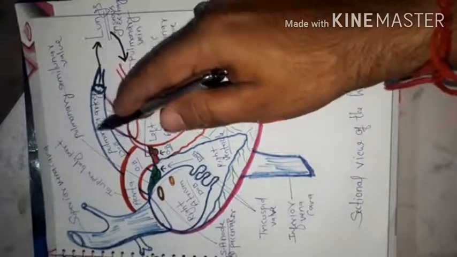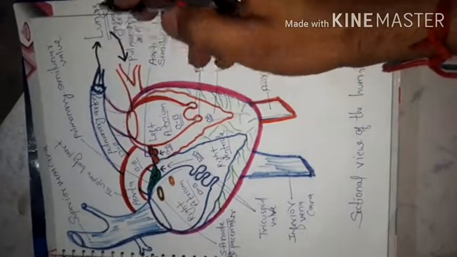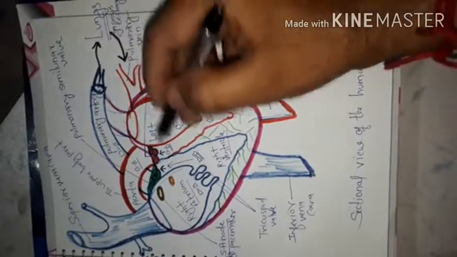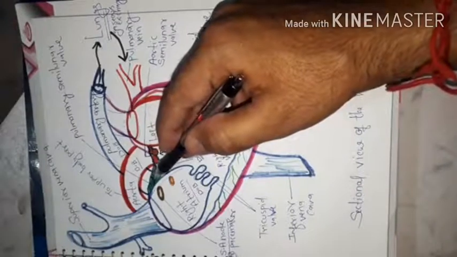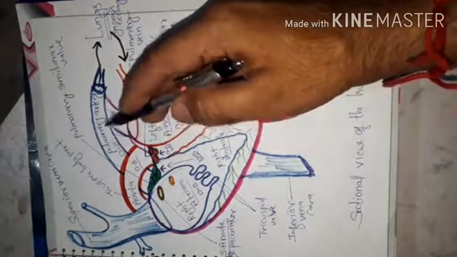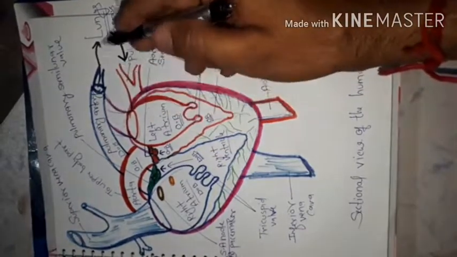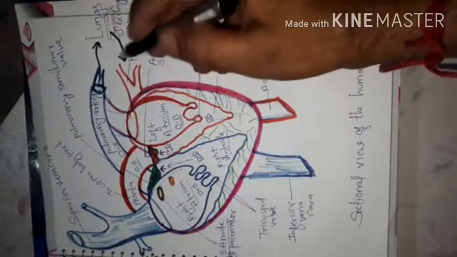With the help of the pulmonary artery, all the deoxygenated blood goes into the lungs. Whenever the pulmonary semilunar valve opens, as a result, all the deoxygenated blood goes into the pulmonary artery. By this pulmonary artery, all the deoxygenated blood goes into the lungs for gaseous exchange.